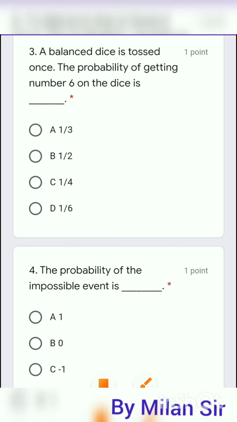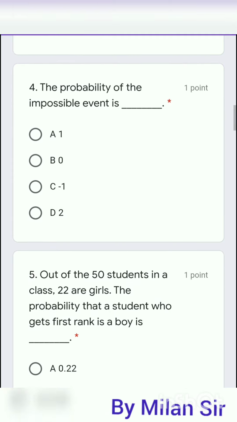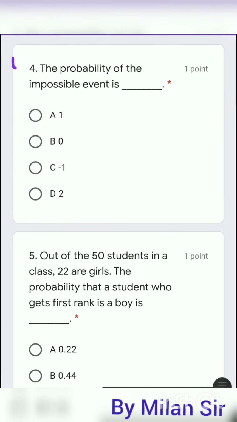After that, question number 4. The probability of the impossible event. This is a theory based question. The probability of the impossible event is 0. We already learned these things in our theory part, right? Probability of the impossible event is 0 and probability of a certain or sure event is equal to 1. So here our answer is 0, option B.